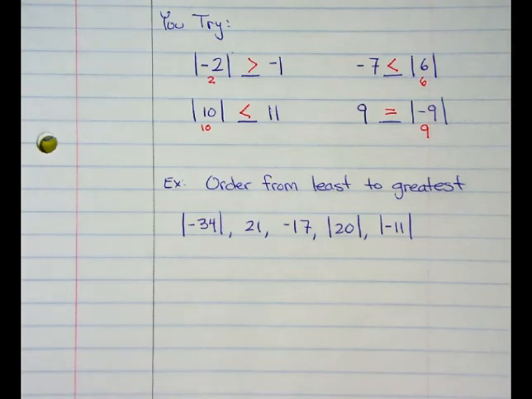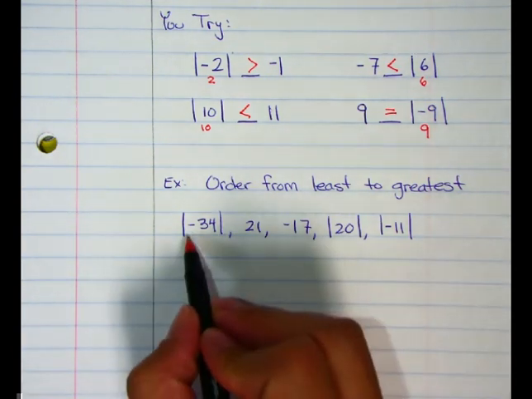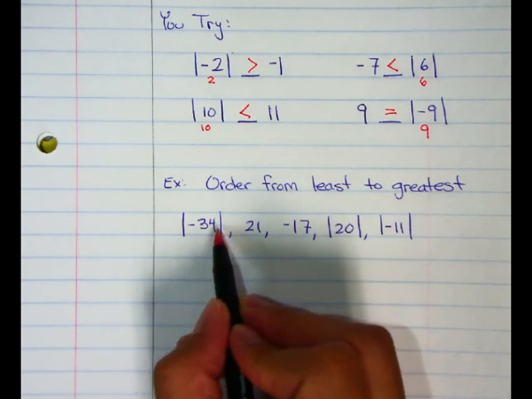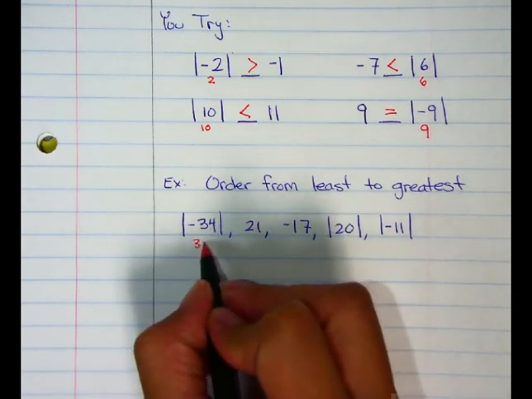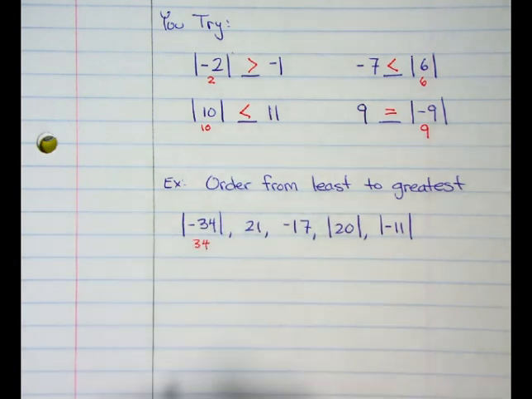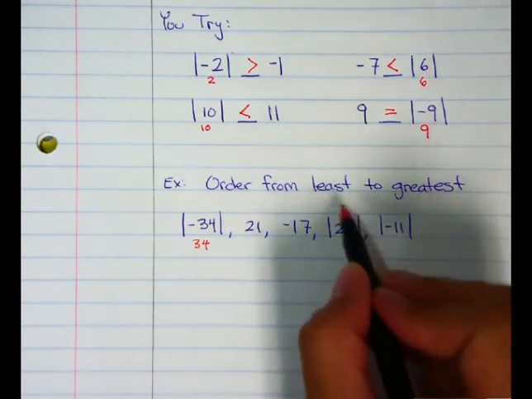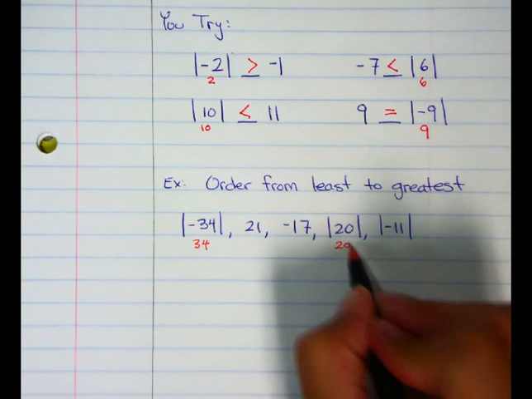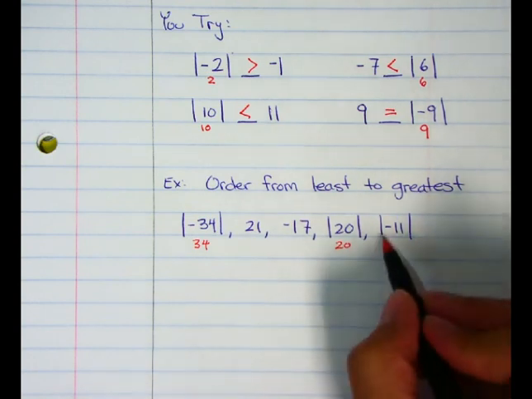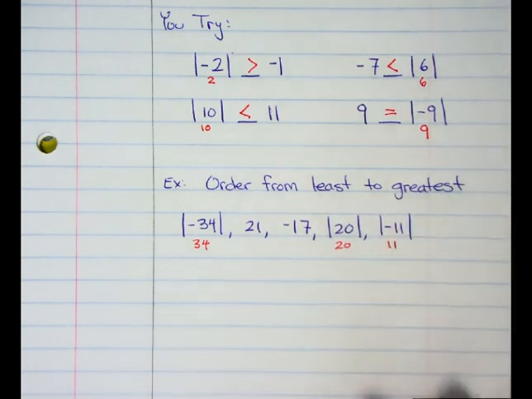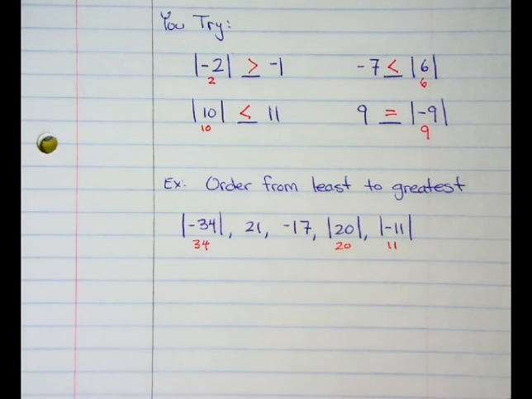For our last question, I want you to order from least to greatest. What I would do is notice that this first number, the absolute value of -34, is really 34. 21 stays the same, -17 stays the same, the absolute value of 20 is 20, and the absolute value of -11 is +11. And now you can see which ones should be the least to the greatest.